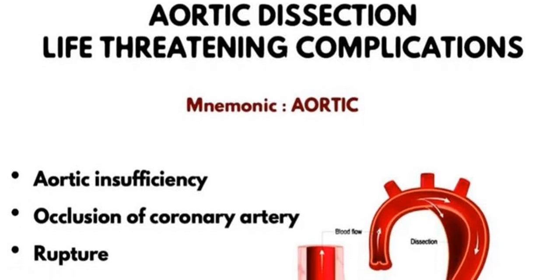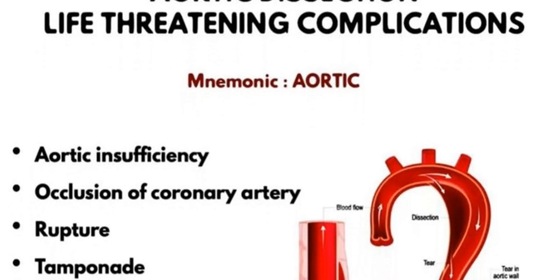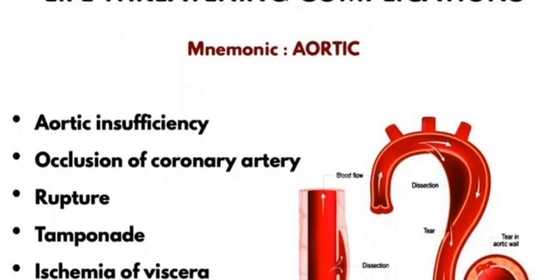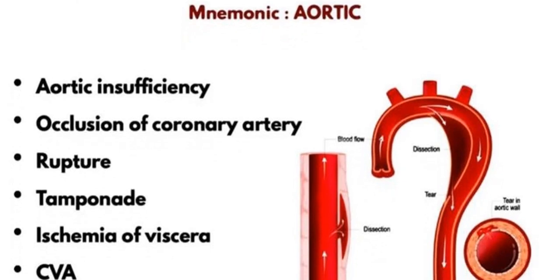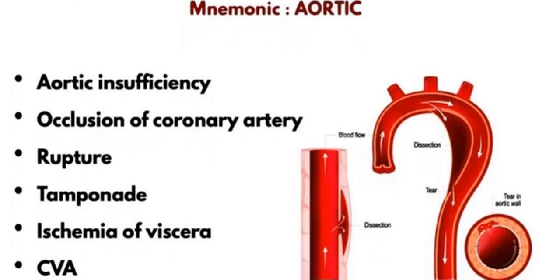Fourth one is T for tamponade, cardiac tamponade or pericardial effusion. This can also occur as a result of aortic dissection. The second last is I for ischemia, and this is the ischemia of the different viscera and the different organs of the body. So this can also occur. The last one is C for CVA, and this is cerebrovascular accident or stroke. This can also occur due to the aortic dissection.